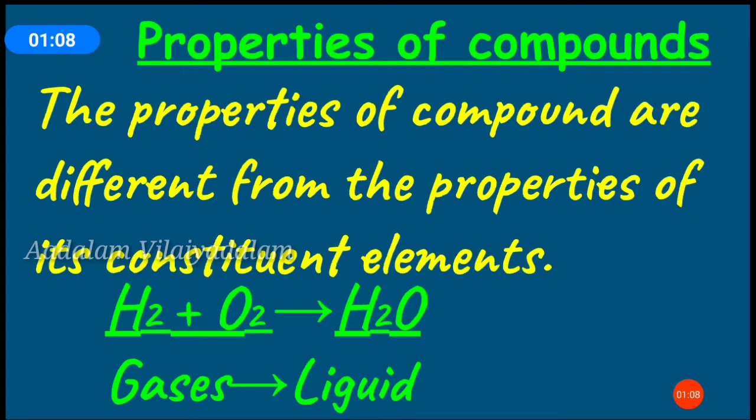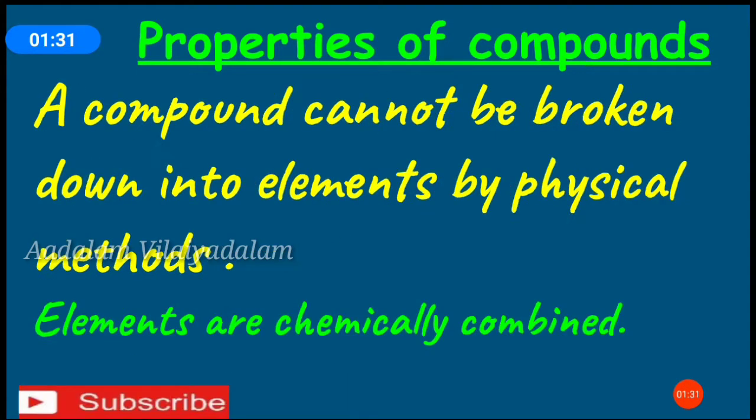The elements present in the water, hydrogen and oxygen, exist as gases at room temperature. But as a compound, water exists as liquid. So the properties of a compound are entirely different from the properties of its constituent elements.